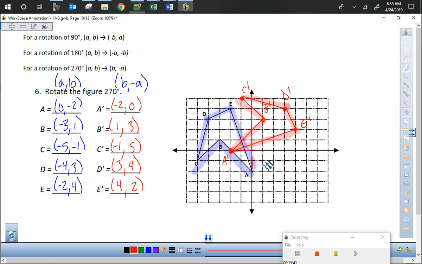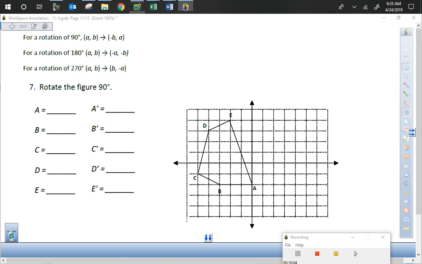Same thing goes with all the other points. You can check them visually. So B to B prime, right angle. C to C prime, right angle. D to D prime. E to E prime. So that's all I'll really do is just hover over there to make sure all of the points create the angle I want.